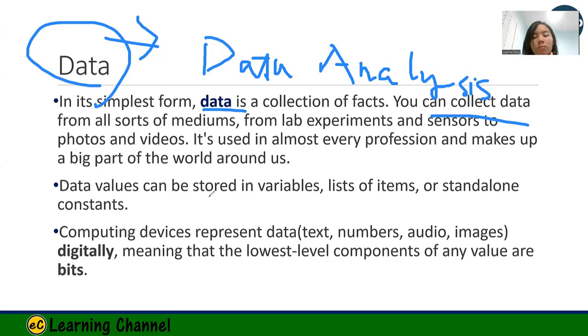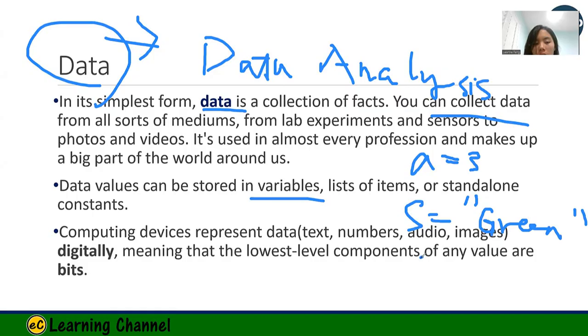Data is actually stored in variables. In the Python language, you have a = 3, that's data. s equals a string "green", that's data. And you may have d = 3.4, that's also a piece of data. So data is stored in different kinds of variables: integer variables, double variables, floating point variables, Boolean variables, string variables, all kinds of variables.